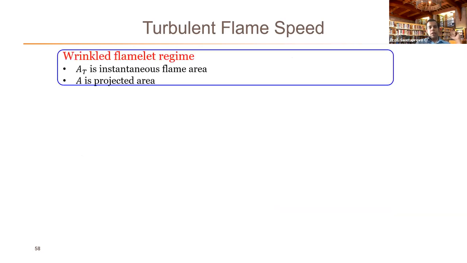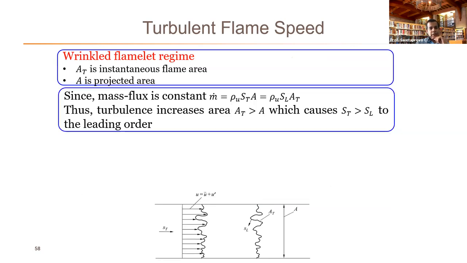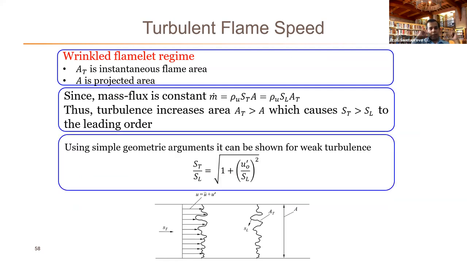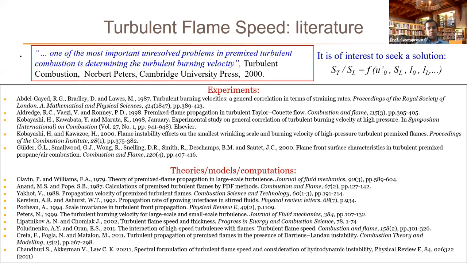So in the wrinkled flamelet regime, if A_T is the instantaneous flame area and A is the projected area, then by using similar relationships, we can show that for very weak turbulence this kind of relationship should hold. But this is only for very weak turbulence and not for very strong turbulence, especially in intense turbulence, large Karlovitz number regimes.